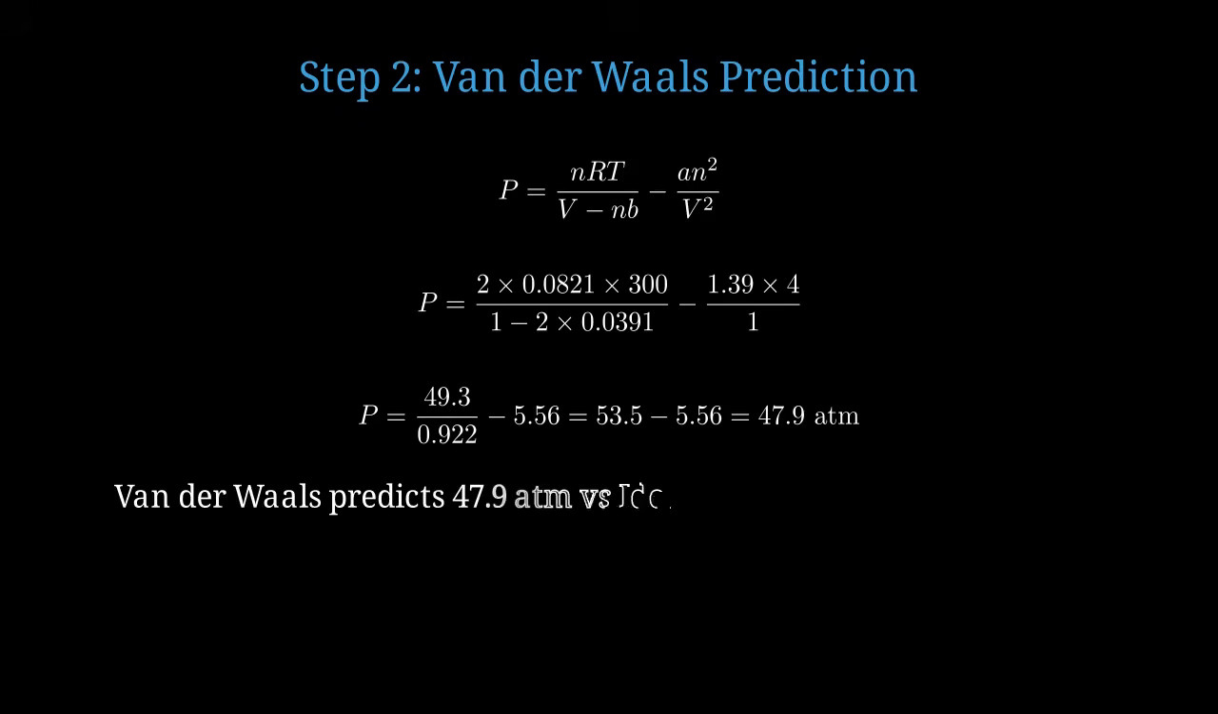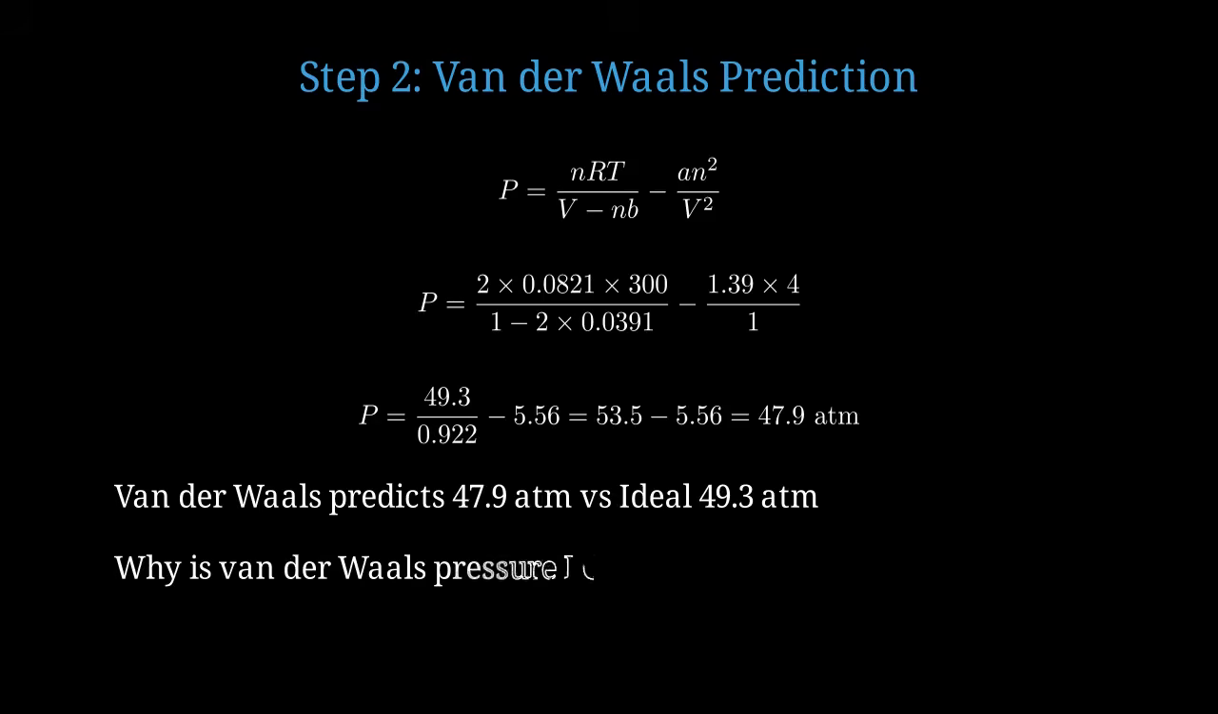So van der Waals predicts 47.9 atmospheres compared to 49.3 for the ideal law. The difference is about 3%. Notice the van der Waals pressure is lower. Why? Because at this moderate pressure, the attractive forces dominate. The attractive correction term of 5.56 atmospheres is larger than the volume correction.